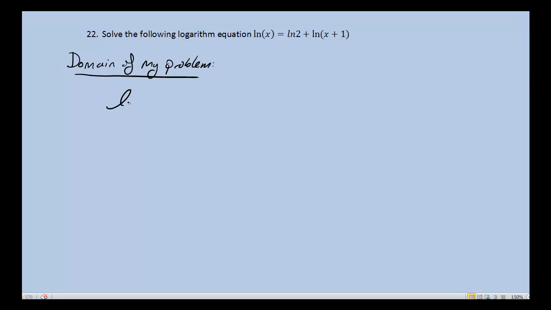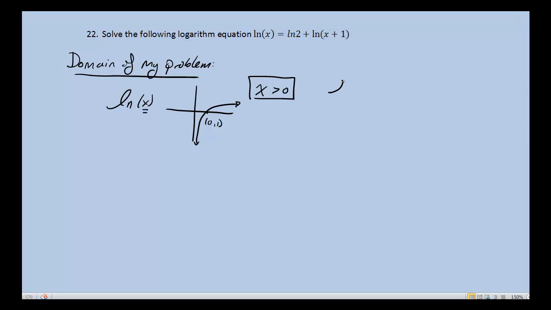So I remember the natural log of x. We know that the natural log of x looks something like this. It's going to intersect here at (1, 0), and go off to infinity. But we always recognize that x must be greater than 0. So the domain of this question is that your argument must be greater than 0.